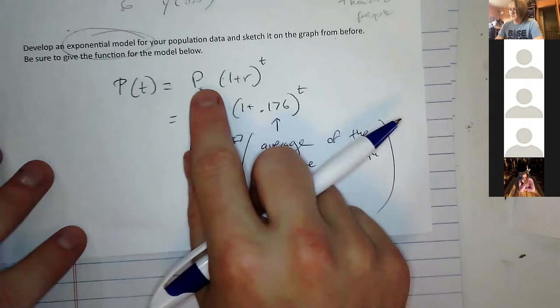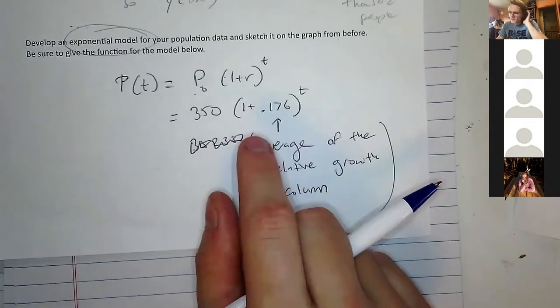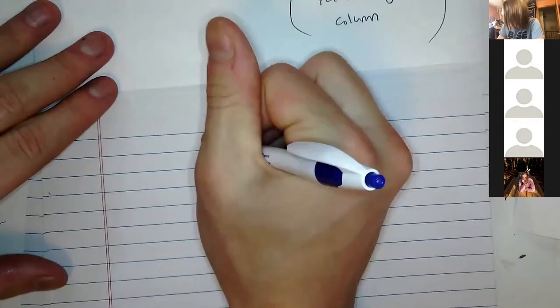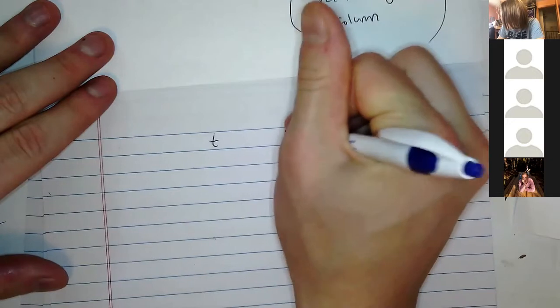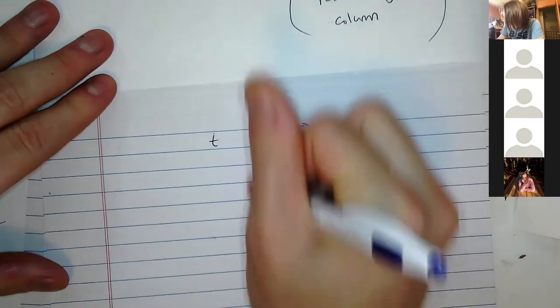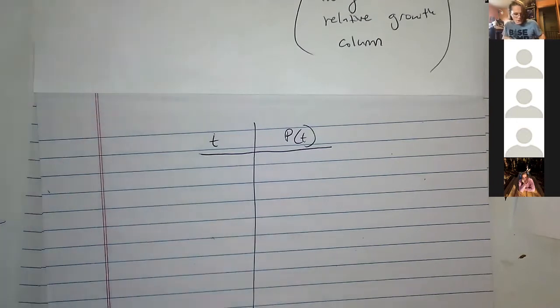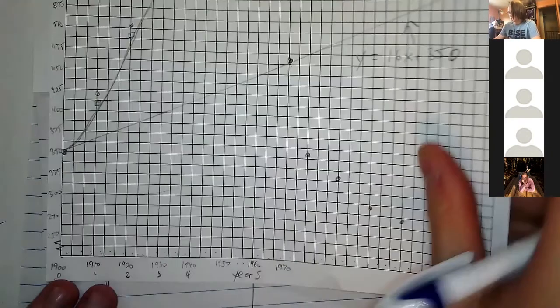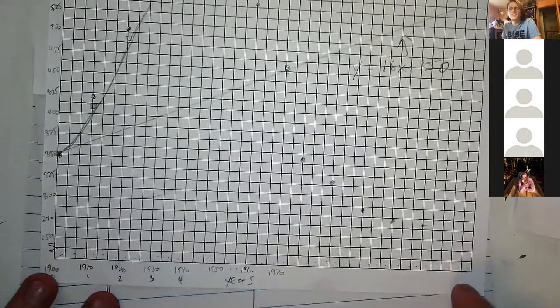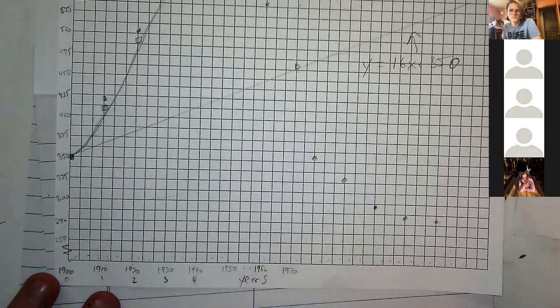So our function was this, right? And to make the table, all you've got to do is, I'll do it on a separate sheet of paper, but you can do it wherever you want. So I'll put t, and then I'll make P of t. And so you want to do, we're doing 0 to 11 or 12. I think it's 11 because 2010 would be 11. So we're doing 0 to 11.